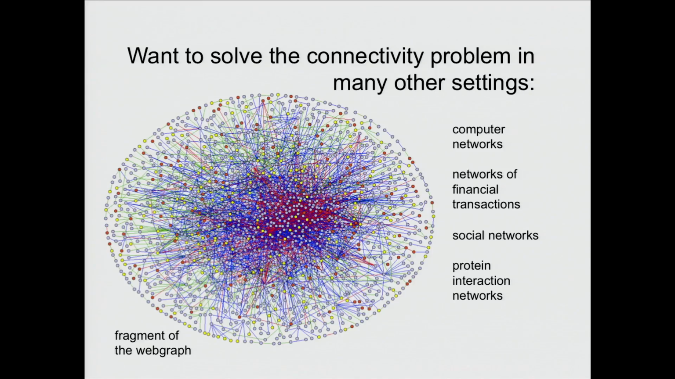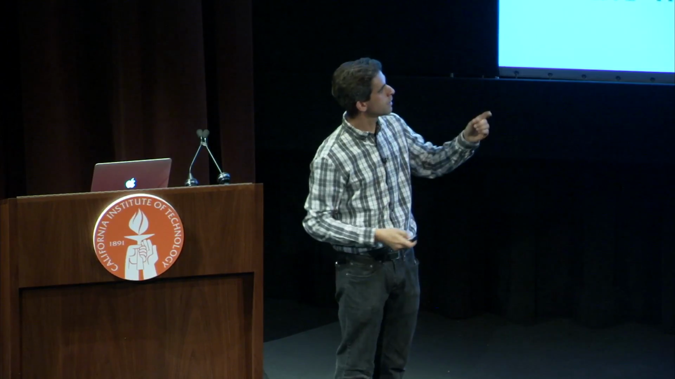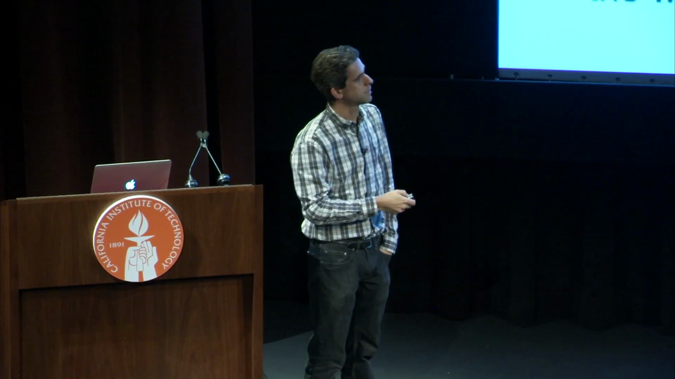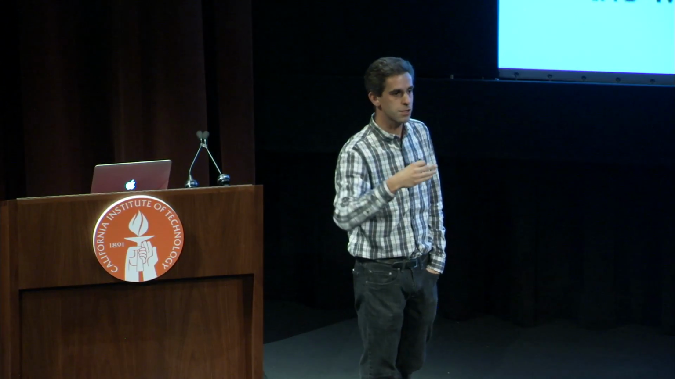Networks of financial transactions, maybe you have nodes that represent individuals. You have links that indicate whether they've transferred a large amount of money, and telling which individuals are linked to which others might tell you something about financial fraud or money laundering. Social networks, you're interested if your network represents individuals and friend relationships. You might be interested in who's connected to which other person by a sequence of steps.